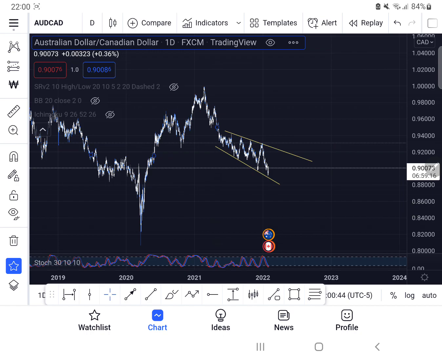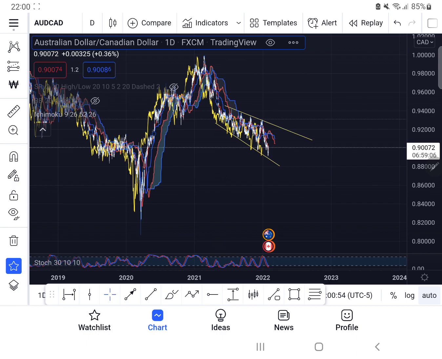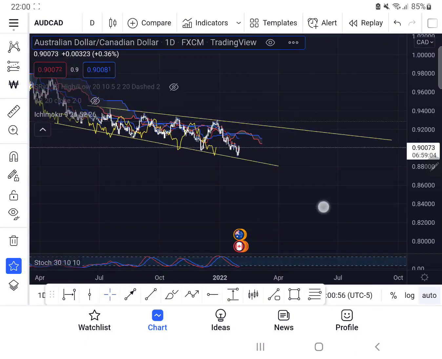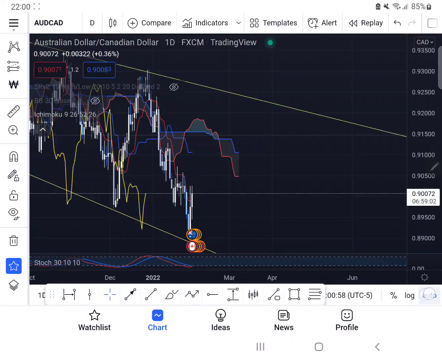Also it's very interesting to me. It looks amazing. Alright, so what Ichimoku tells you now for the daily time frame, as I mentioned before, is that it will test right now.